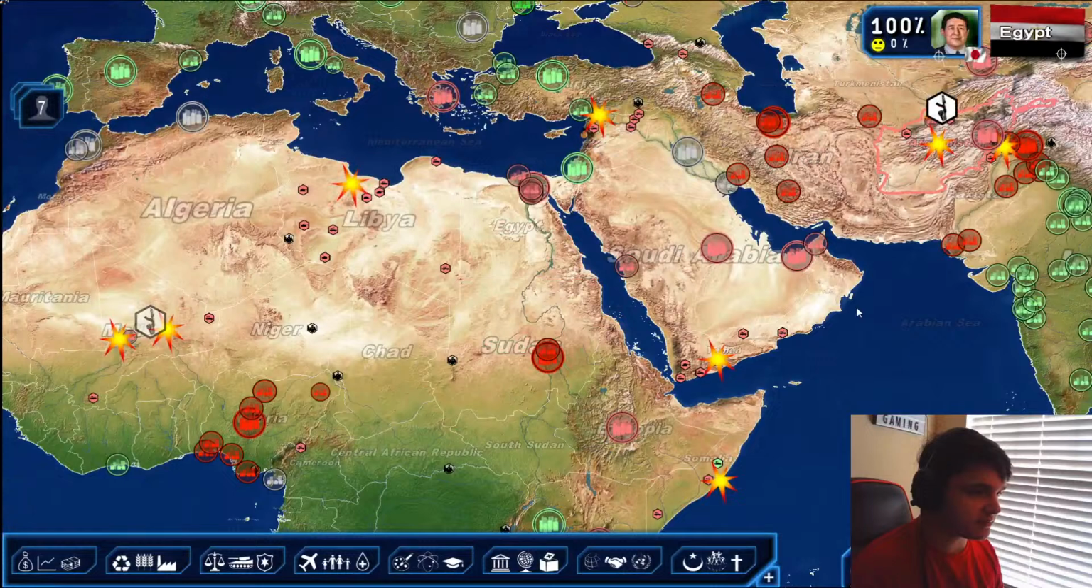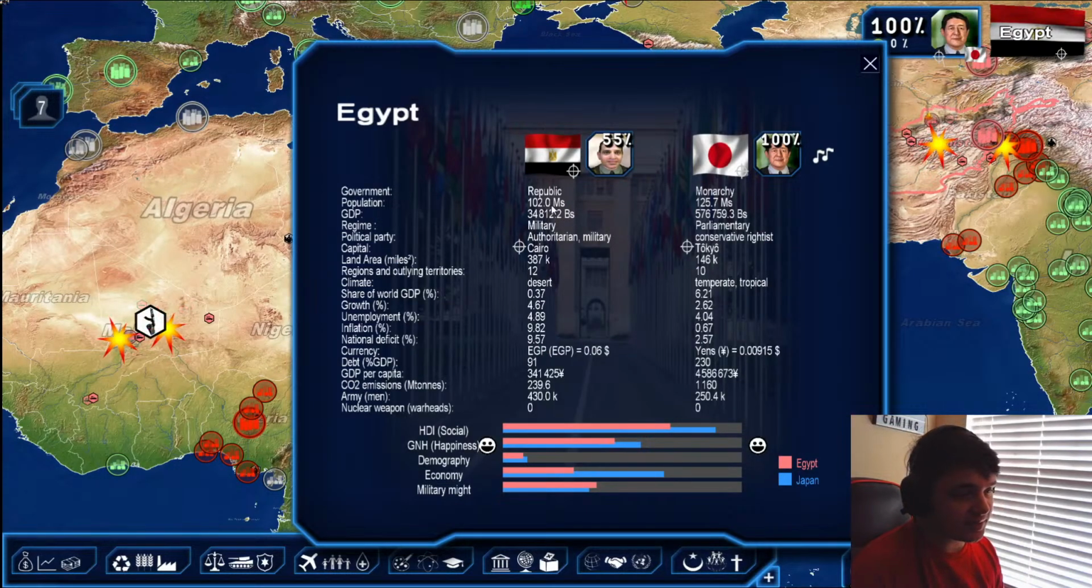Show me the information of Egypt inside of the game. Sure, since everyone else has been talking about Egypt. They're a republic with 102 million people in their population. They have a GDP of about 34 trillion yen. Again, this is in yen, not in dollars. So it is $340 billion in their GDP. They have a military regime, authoritarian military. Cairo is their capital, obviously, and land area is 387,000 square miles. 12 regions in the game. They are desert climates. Share of the world GDP is 0.37%. Growth rate, whatever. Unemployment, whatever.